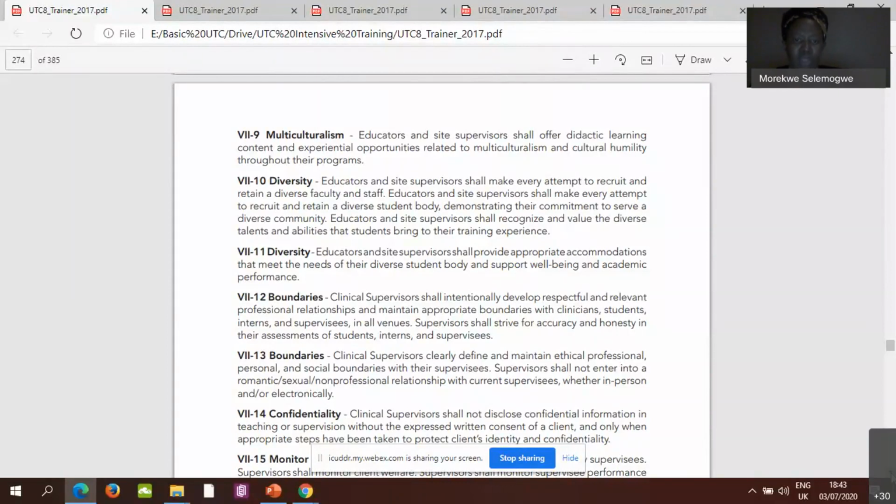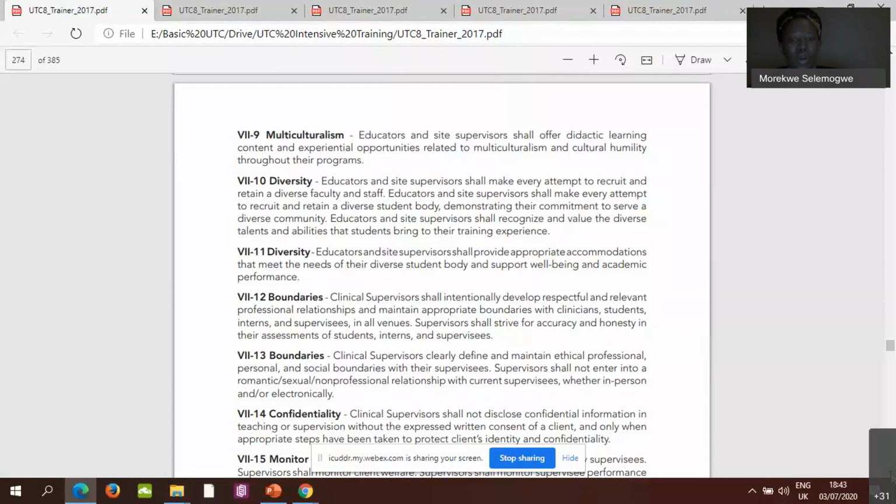Boundaries. You have to, as a clinical supervisor, intentionally develop respectful and relevant professional relationships and maintain appropriate boundaries with clinicians, students, interns, and supervisees in all venues. It's very important in terms of ensuring that there is no confusion with regards to how we interact with our supervisees if you are a clinical supervisor.